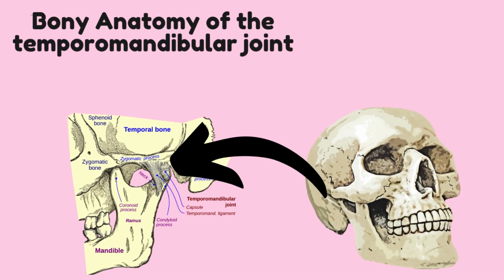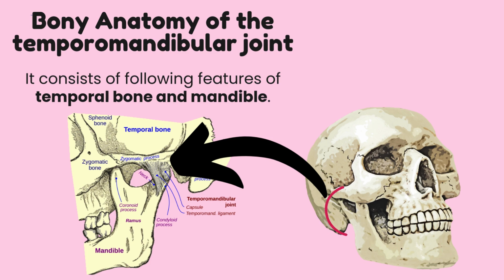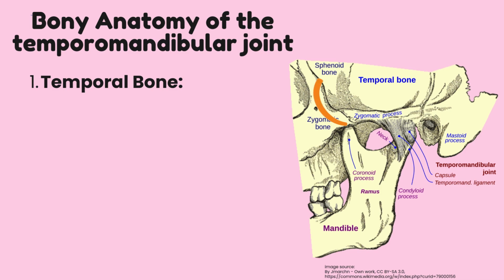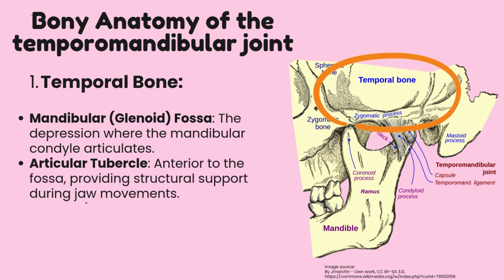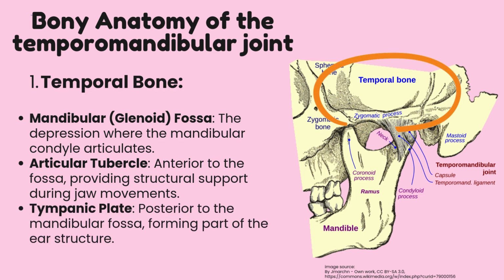Bony anatomy of the temporomandibular joint. It consists of the following features of the temporal bone and mandible. The temporal bone has three features involved in this joint. Mandibular fossa, also known as the glenoid fossa, is the depression where the mandibular condyle articulates. Articular tubercle is anterior to the fossa, providing structural support during jaw movements. Tympanic plate is posterior to the mandibular fossa, forming part of the ear structure.